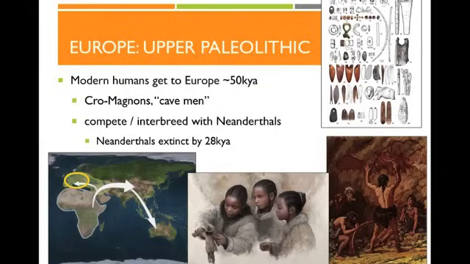So as humans are moving out of Africa in the Out of Africa 2 migration, they make it into Europe by at least 50,000 years ago. These early Europeans are there during a period of time we call the Upper Paleolithic. People we refer to as the Cro-Magnons or sometimes cavemen, and we know that they're competing and interbreeding with Neanderthals. This competition was probably not physical competition, but rather competition for resources. And of course, ultimately, humans are the more successful species. Neanderthals go extinct and humans persist.